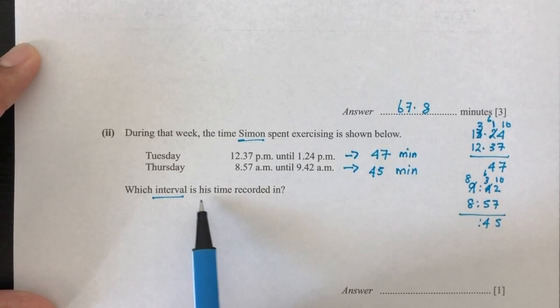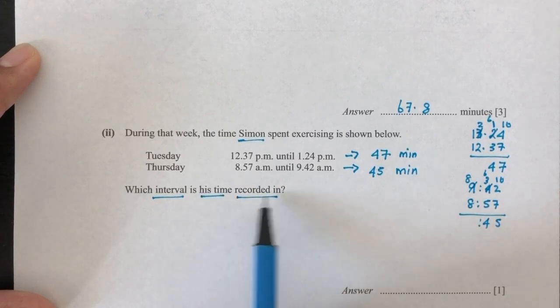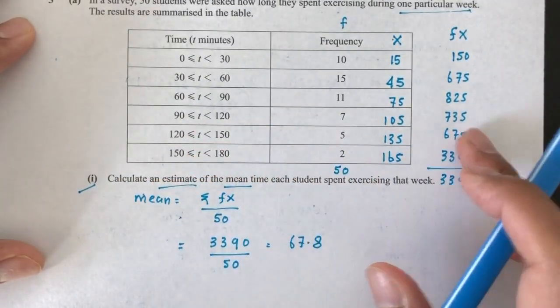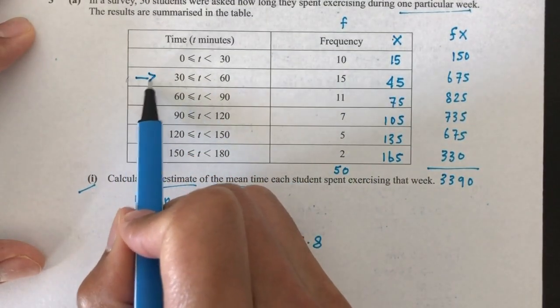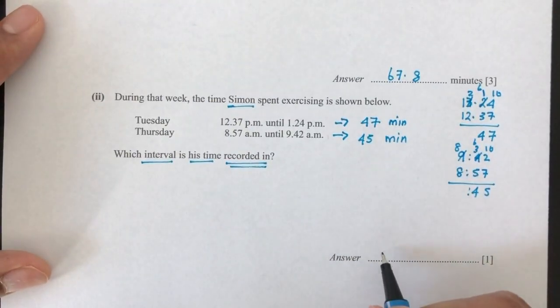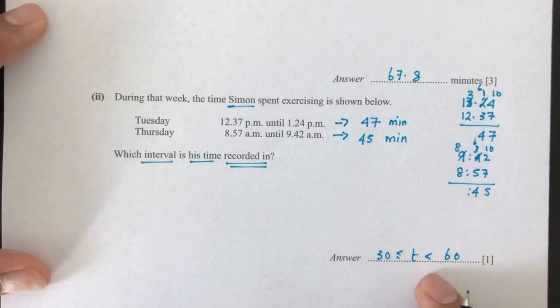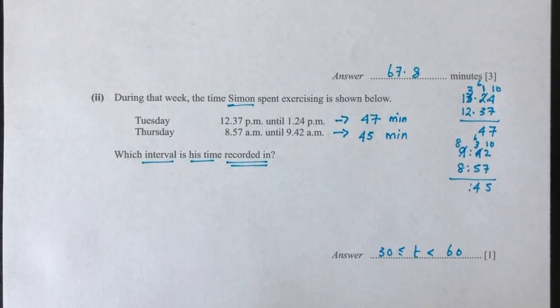So which interval is his time recorded in? His time is between 45 and 47. Whereas 45 and 47 is, it will be in between this group, so between 30 and 60. So the time will be between 30 and 60. That's his interval in which his time was recorded.